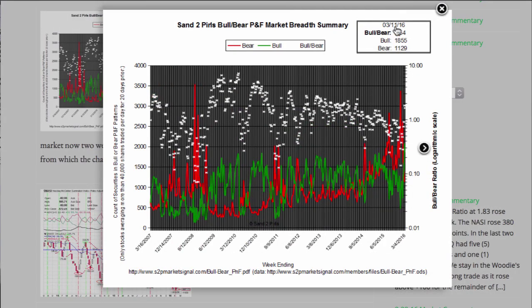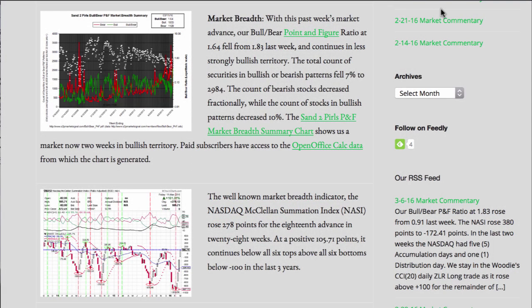Market breadth. With this past week's market advance, our bull-bear point and figure ratio at 1.64 fell from 1.83 last week and continues in less strongly bullish territory. The total count of securities in bullish or bearish patterns fell 7% to 2,984. The count of bearish stocks decreased fractionally, while the count of stocks in bullish patterns decreased 10%. The Pirls PNF market breadth summary chart shows us a market now 2 weeks in bullish territory.